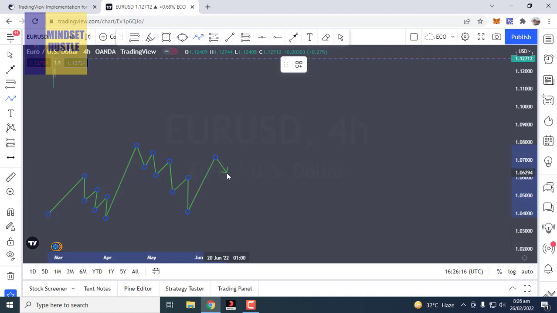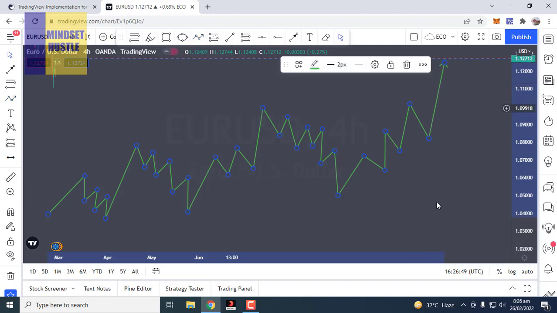The market doesn't just move in a linear kind of way. You understand? The market tends to move in a zigzag manner. You understand? Now, one thing you need to understand is, I'm just demonstrating what a realistic market looks like.